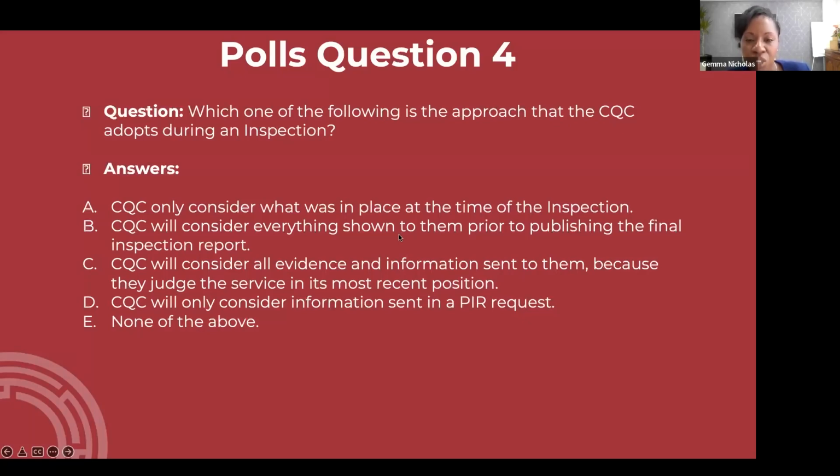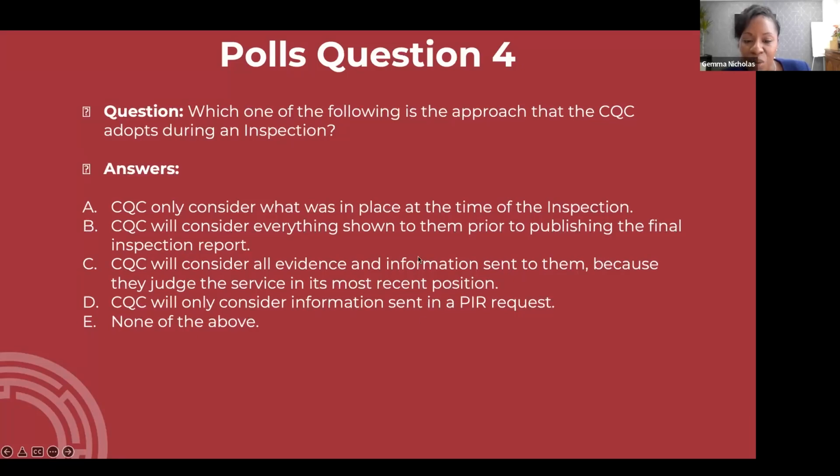So it's worth noting, obviously, as we've said, that rectifications can be taken into account, but how much weight is given to them is not always consistent. Also, B, CQC will consider everything shown to them prior to publishing the final inspection report. So the CQC may consider further information provided prior to publishing the final inspection report. So this could be through your factual accuracy, but they can equally ignore this information. So again, as noted, in terms of rectifications, it may not affect your rating itself or the allegations.